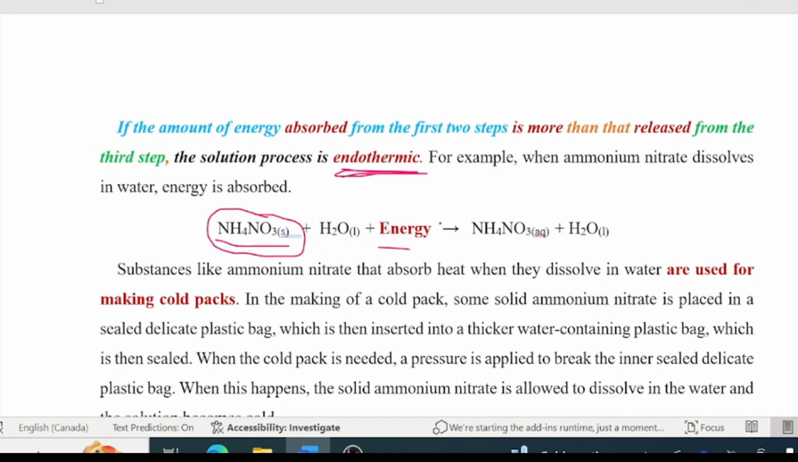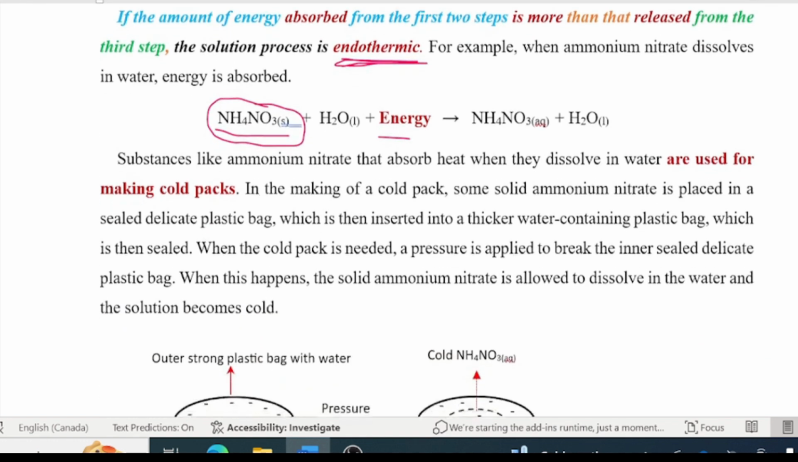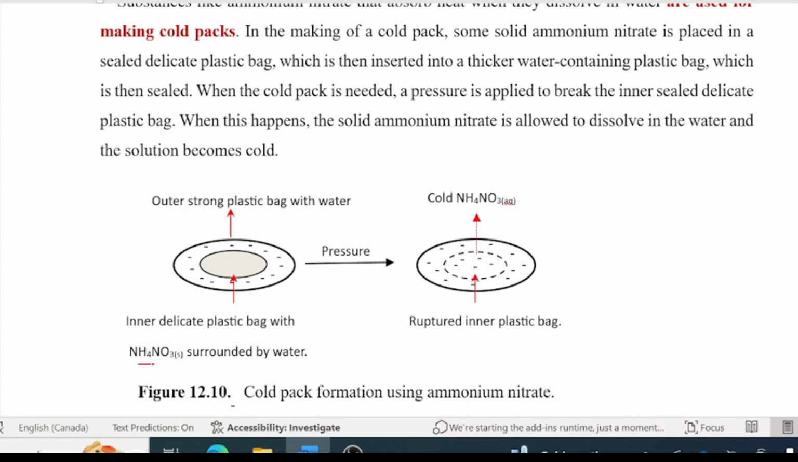Because of this ability to create endothermic changes, certain compounds are used in making cold packs. That's how it is made. You pack some ammonium nitrate in a delicate plastic bag, and then you place this plastic bag into another, more sturdy plastic bag that has water inside, and you seal it up. When there is need to use this cold pack, you pressurize it. When you pressurize it, you cause the inner plastic bag to burst, and it releases the chemical, which is ammonium nitrate, and it causes this whole thing to become cold.